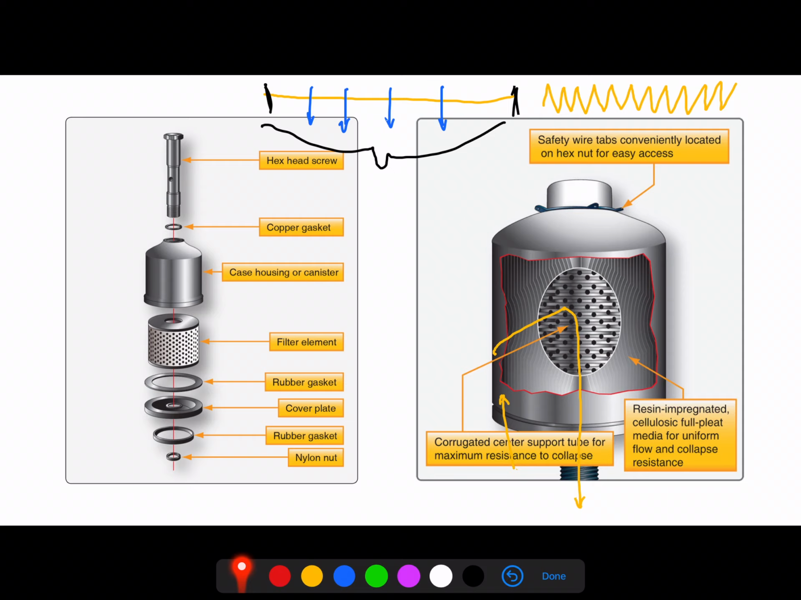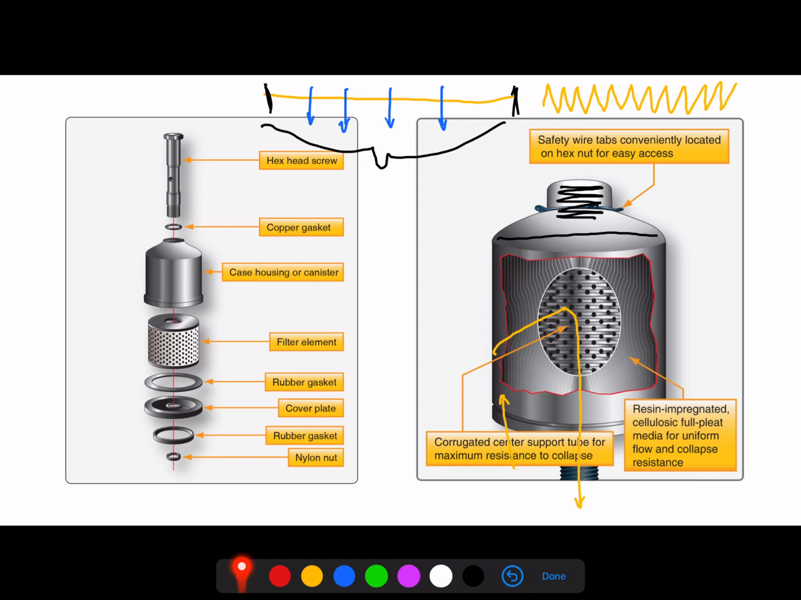Last thing I want to point out to you with this filter is with most spin-on filters, what we see is a bypass valve that is integrated into the filter itself. Typically, the form we see this in is a spring that sits up here at the top of this filter. Typically, the filtering element that's inside will look very similar to the filter element that we see in a cartridge style, except it's all integrated into a single piece.